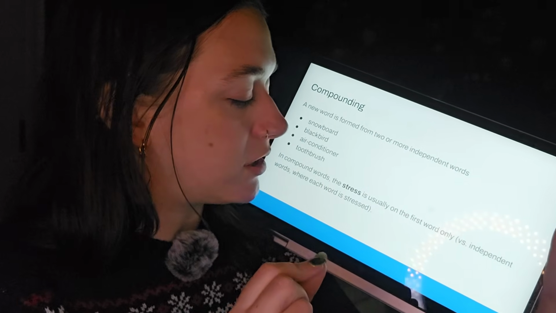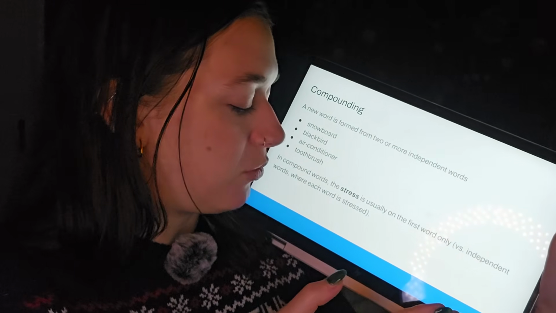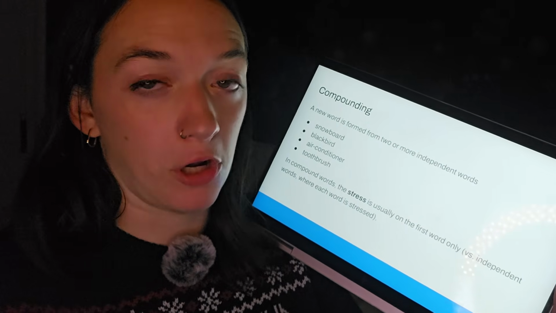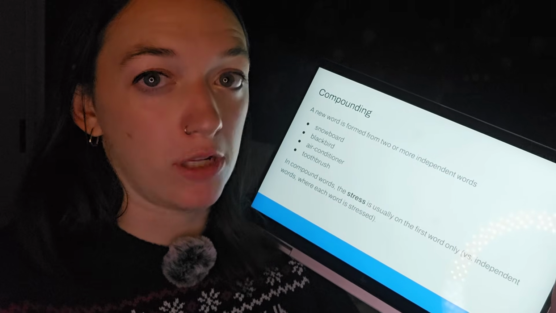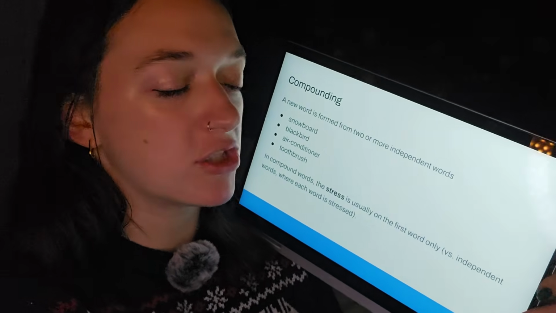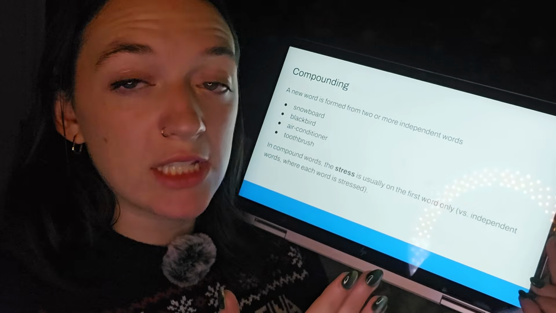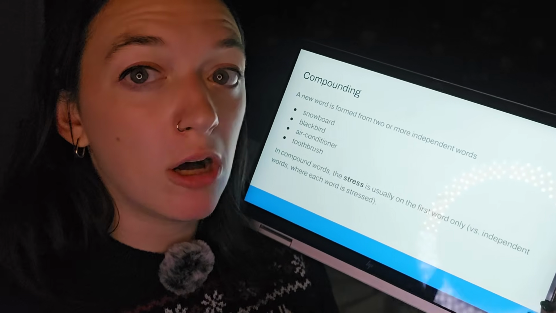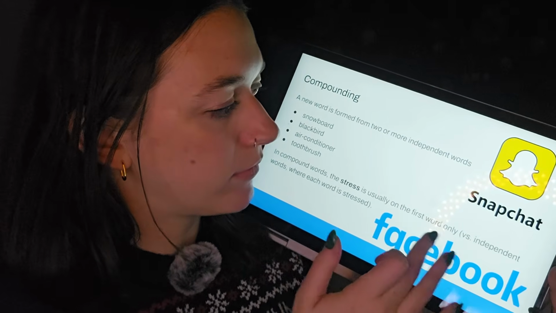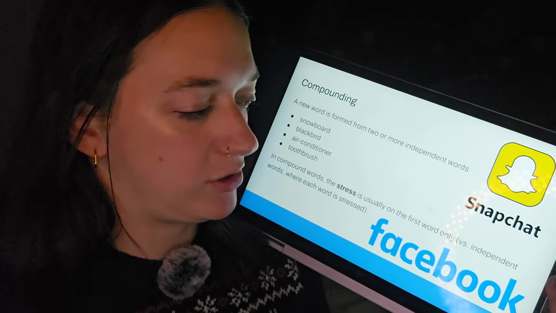In compound words, the stress is usually on the first word only, versus independent words where each word is stressed. Compare blackbird and blackbird. One is referring to the species of blackbirds, and one is just referring to a bird that is black. So stress changes depending on whether something is a compound word or 2 independent words. Snapchat, Facebook, etc. are examples of new compounds.